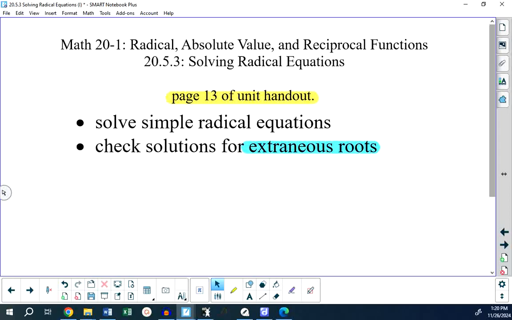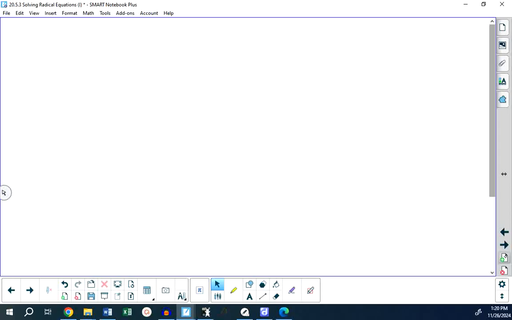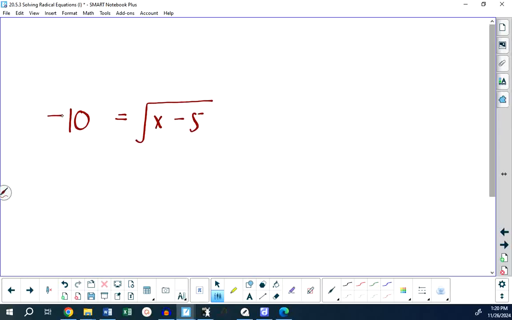I'll give you a very basic example of a radical equation before we get started officially with the lesson. If I gave you the following, negative 10 equals the square root of x minus 5. Would you agree that's an equation? Would you agree there's an unknown in it, x? So how can we go about solving for x? Well, there's some things in equations we don't like. We don't like fractions. We don't like decimals. And we don't like square roots.